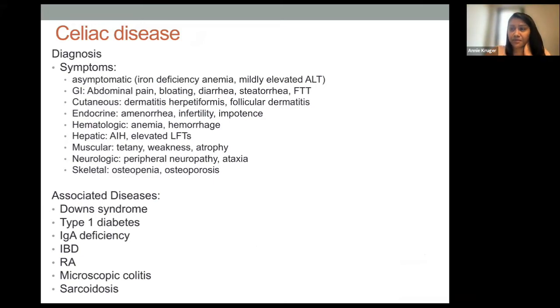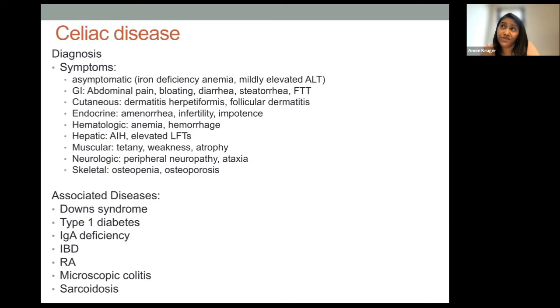But if it's asymptomatic, they might only present with iron deficiency anemia and a mildly elevated ALT. So anytime I evaluate patients for abnormal liver enzymes and I just see a mildly elevated ALT, even if they're not endorsing any abdominal pain, bloating, or diarrhea, but I see that they have an iron deficiency anemia, I always test these patients for celiac by serologies.